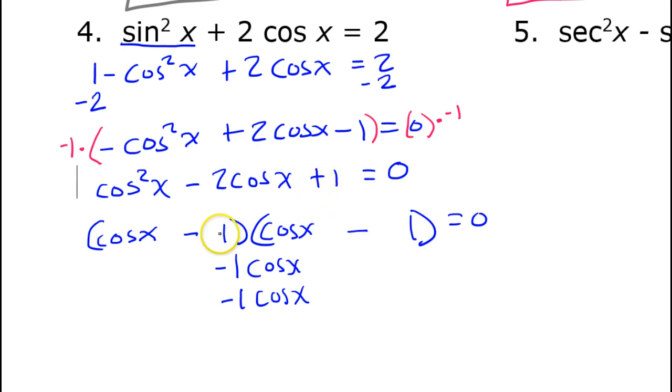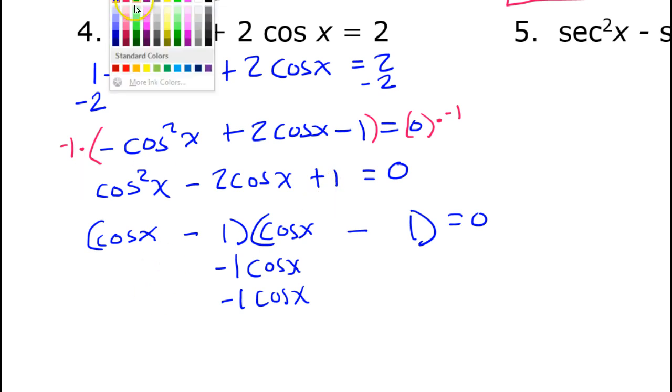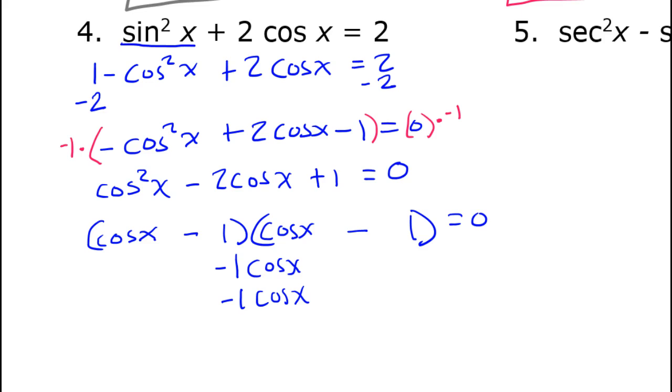Check one last thing. Does negative 1 times negative 1 equal positive 1? Yes. So that means we factored correctly. So we will set each factor equal to 0. So cosine x minus 1 is equal to 0. Normally I would set this equal to 0 as well, but it's the exact same thing. So here I have cosine x is equal to 1.